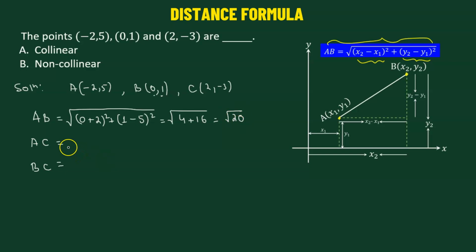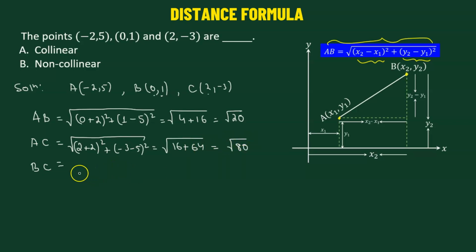Now coming to the length AC, we take the square root. Underneath the square root, we take the difference of the x coordinates. We start with C, the x coordinate of C, that's 2. From here, we subtract the x coordinate of A. So 2 plus 2 whole square. Then add it to the difference of the y coordinates. So we have -3 minus 5 whole square. This equals 2 plus 2, that's 4. 4 squared is 16. Plus -3 minus 5, that's -8. -8 squared is 64. So this comes out to be the square root of 80.